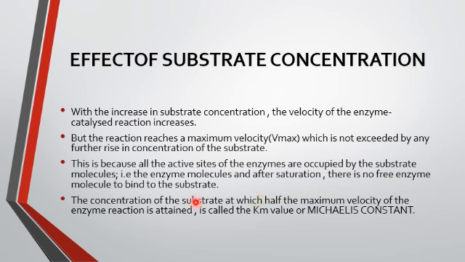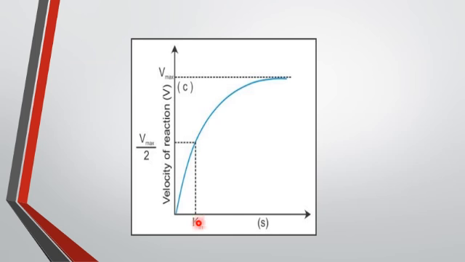The concentration of substrate at which half the maximum velocity of the enzyme reaction is attained is called the Km value or Michaelis constant. So in this graph you can see that as the substrate increases, the reaction velocity goes on increasing because there are free active sites. Once the active sites of the enzyme get saturated, it becomes stable, that is called V maximum, and in between, the point at half of it is called half the maximum velocity.